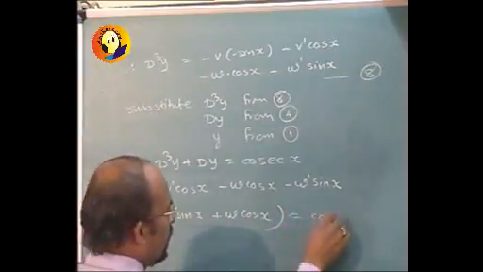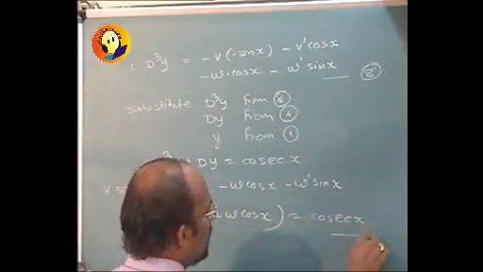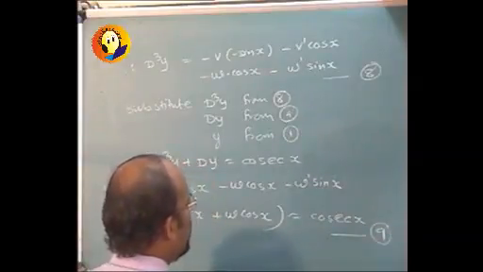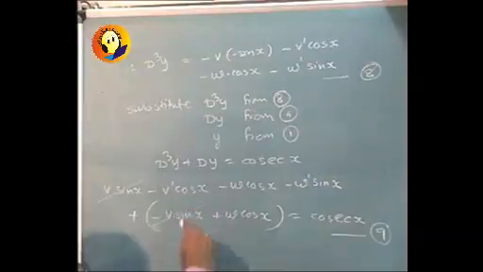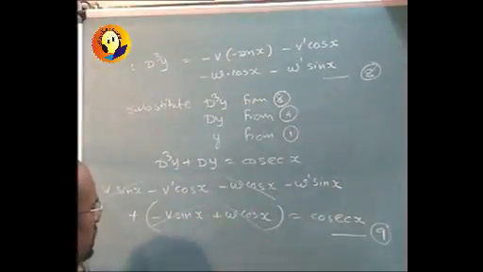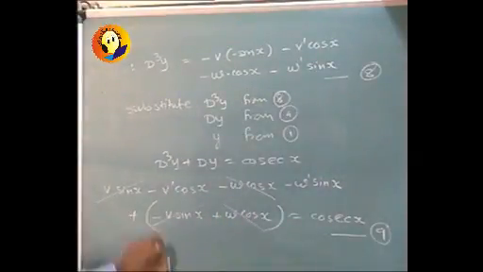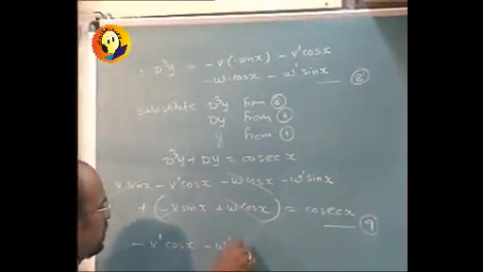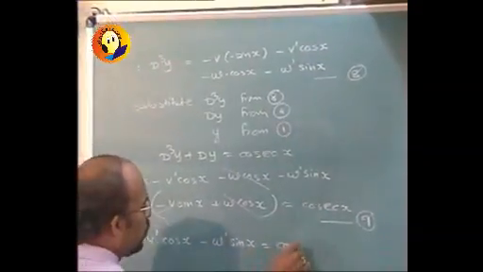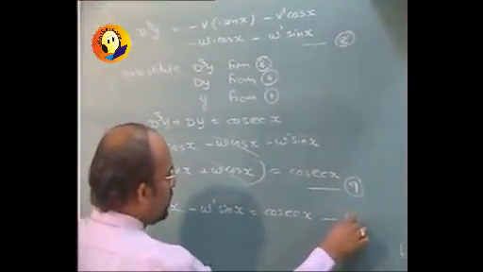equal to cosec x, with the cross check that the terms containing u, v, w should get cancelled. V sin x minus v sin x cancel, minus w cos x plus w cos x cancels, and we get minus v dash cos x minus w dash sin x equal to cosec x, rewritten equation number 9.